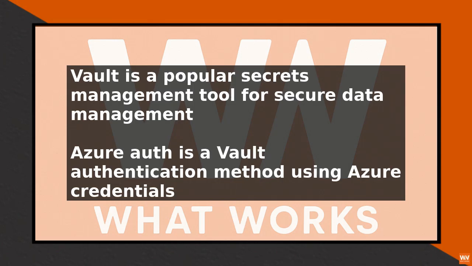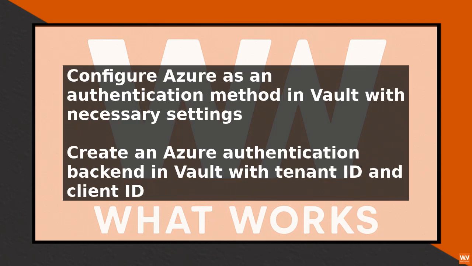First, you need to configure Azure as an authentication method in Vault. This involves creating an Azure authentication backend in Vault and configuring the necessary settings such as the Azure Tenant ID, Client ID, and Client Secret. Once the Azure authentication backend is configured, you can then configure the authentication method to use Azure Active Directory credentials. This involves specifying the Azure resource and the permissions required to authenticate with Vault.